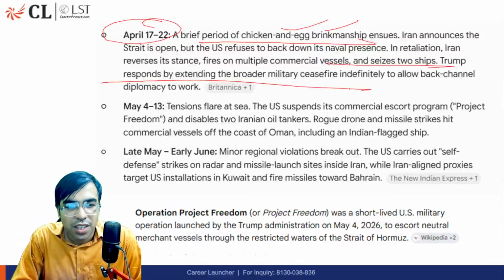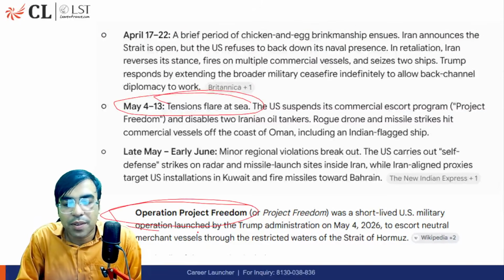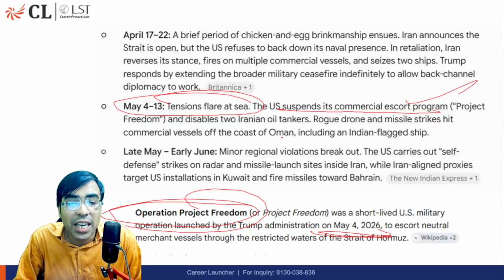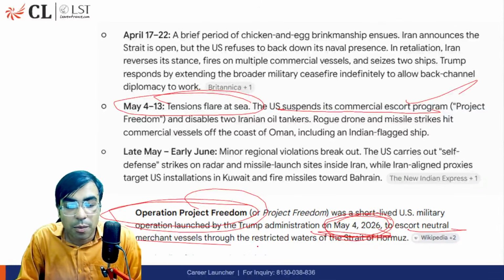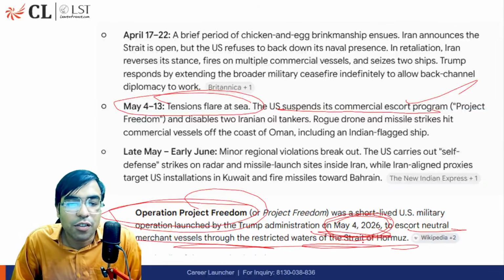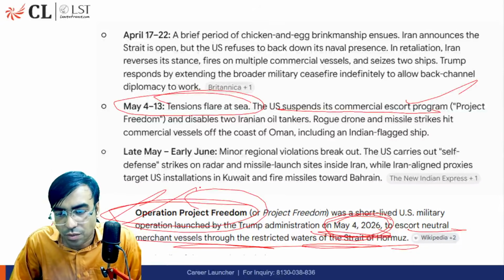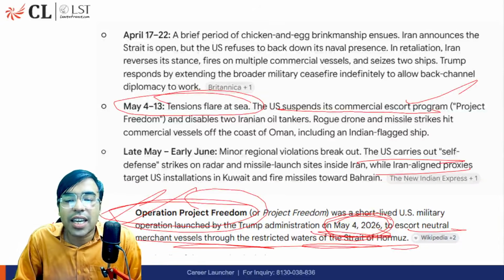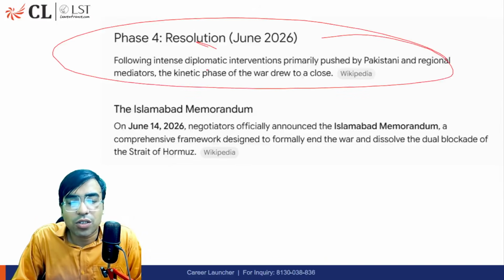Then what happened was, around 4th to 30th May, Operation Project Freedom. Actually, the USA suspended its commercial escort program. Basically, around 4th May, the US tried to escort all its merchant vessels through the Strait of Hormuz. So these things were in the news. Just remember these names of operations. And again, the war started, and many things happened. So many things happened, ups and downs, ups and downs.